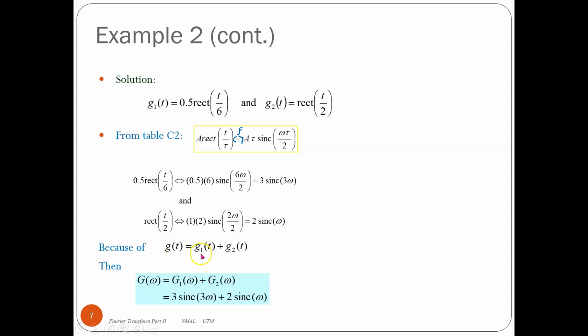Because g(t) here is g1(t) plus g2(t), we know from the superposition and linearity properties of the Fourier transform that the capital G omega here is equivalent to G1 omega plus G2 omega. So we add the answers that we obtained for the Fourier transform of g1(t) and also g2(t). So this is the final answer, 3 sin 3 omega plus 2 sin omega.